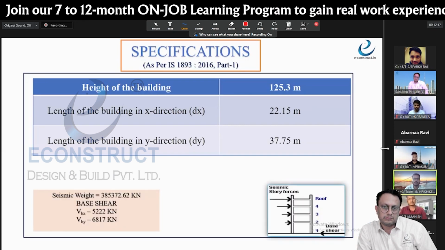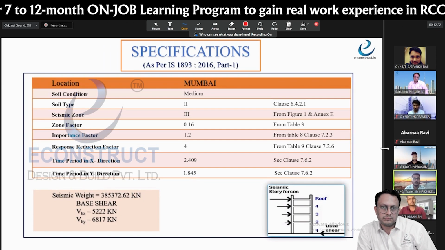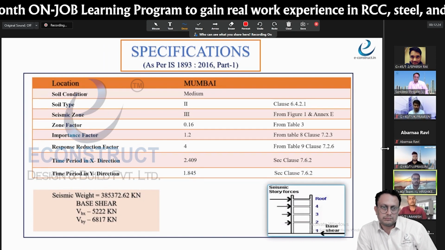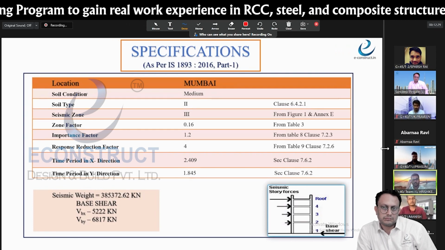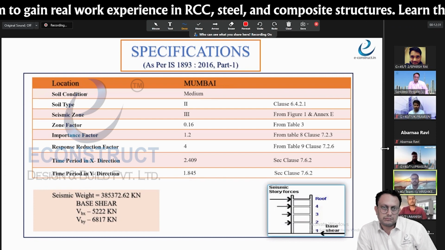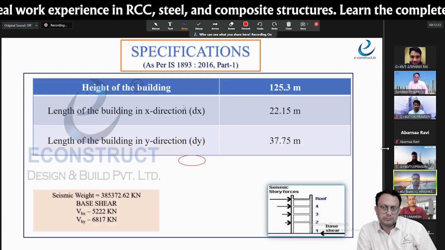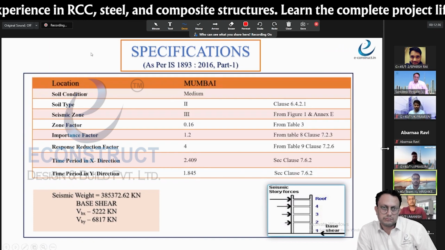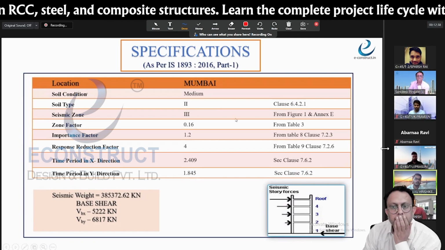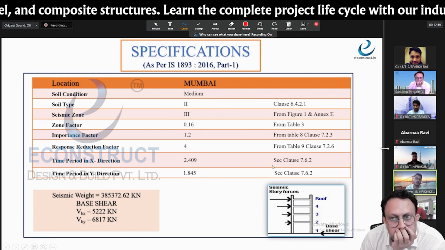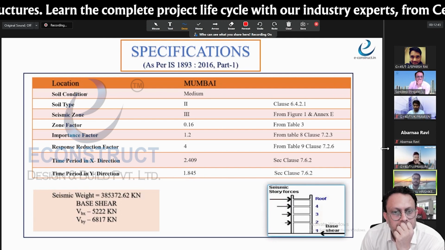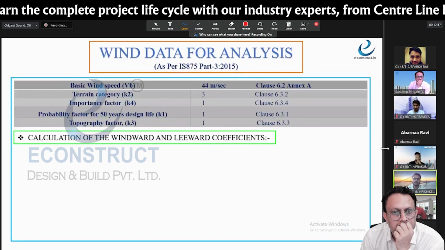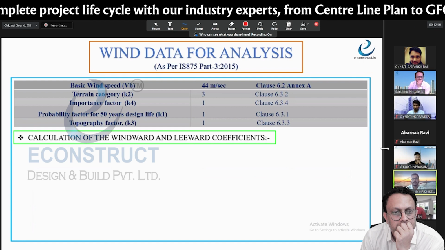These are the planar dimensions: length of the building, height of the building, and the width. Then coming to the building specification, we consider the soil type too. The response reduction factor we have considered as 4 because there is a structural wall system. And the base shear we have calculated in the X direction is 522 kilonewton and in the Y direction 6817 kilonewton.